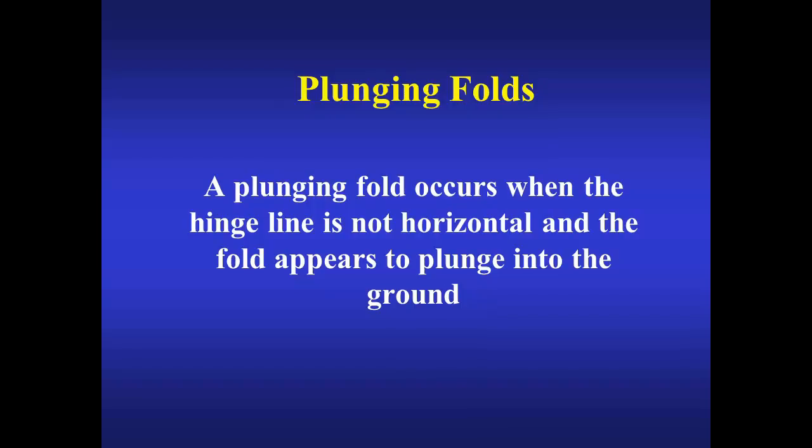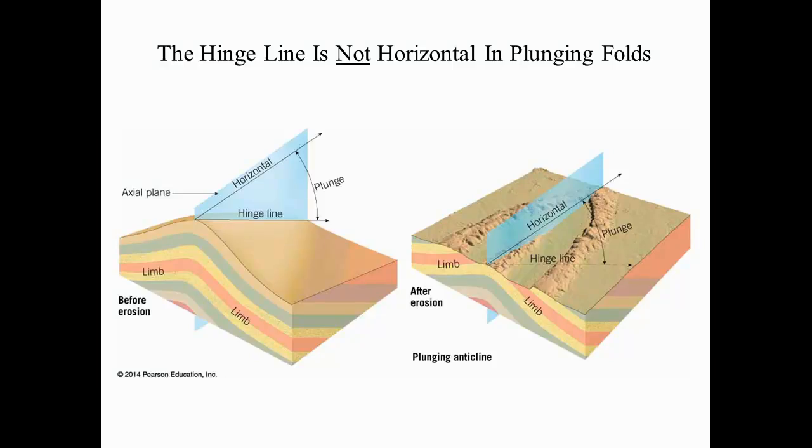However, things get complicated if the fold is plunging. By definition, a plunging fold occurs when the hinge line is not horizontal and the fold appears to be plunging into the ground. And here we see in this illustration a couple of examples of non-plunging folds.